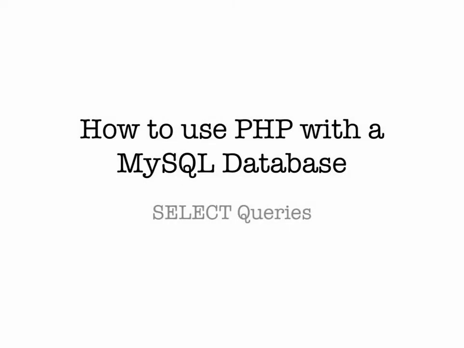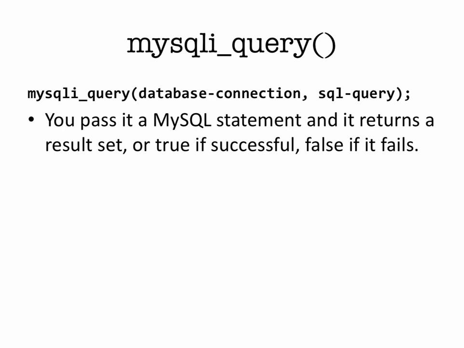Hi, in this video we're going to look at how to use PHP with a MySQL database and use select queries. So one of the first functions that we're going to use is the MySQL query function. Basically we give it the database connection information along with an SQL query so that it can connect to your MySQL database. It will return either true if it was able to connect and execute the query, or false if it couldn't connect or it couldn't execute the query for some reason.